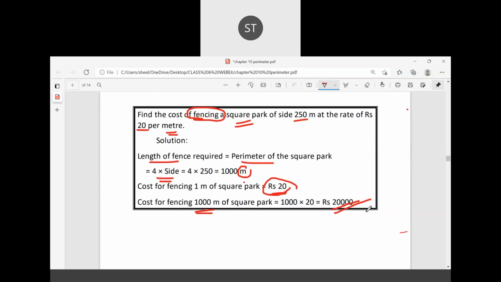So what we should do, first we have to calculate the perimeter. Then what is the next step? What is the rate given? It is given for meter only. So we must check that we are also getting meter only here. So 20 should be multiplied with the total perimeter, that is 1000. So 20 into 1000, that is equal to 20,000.